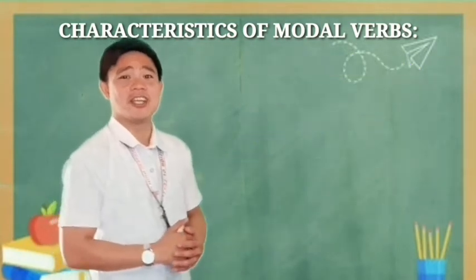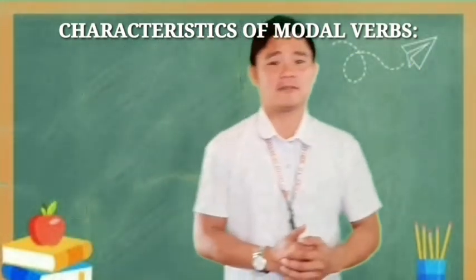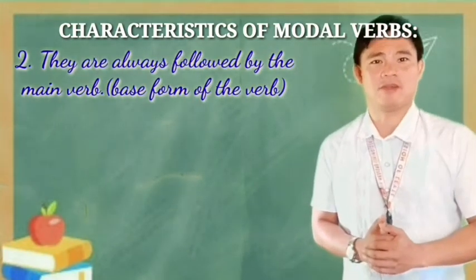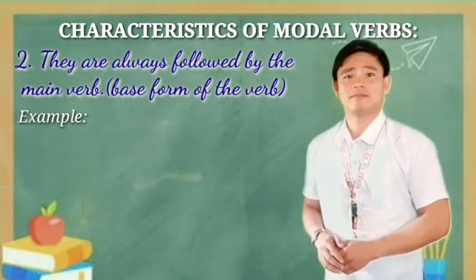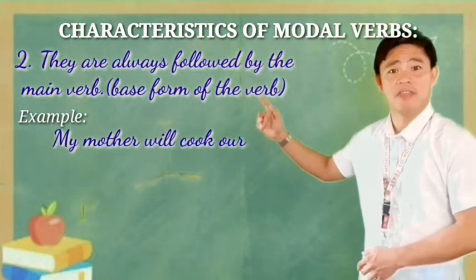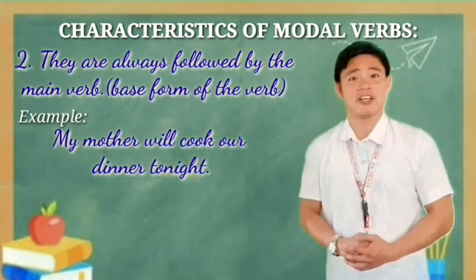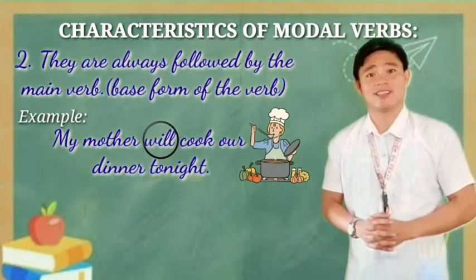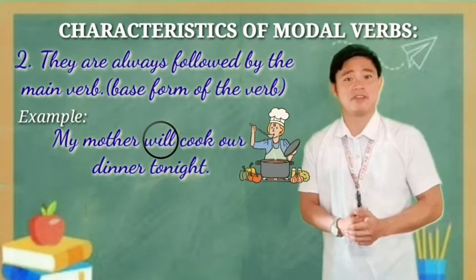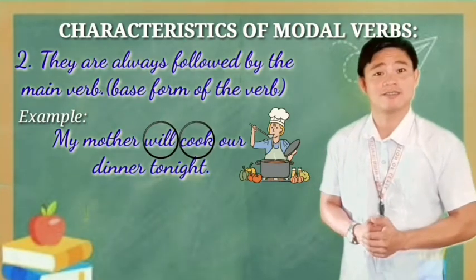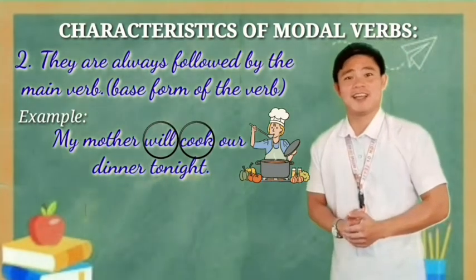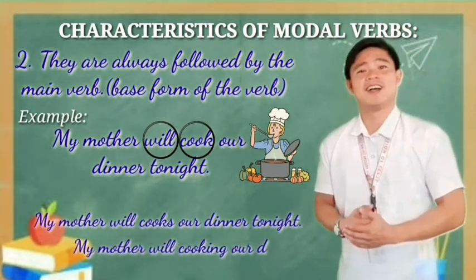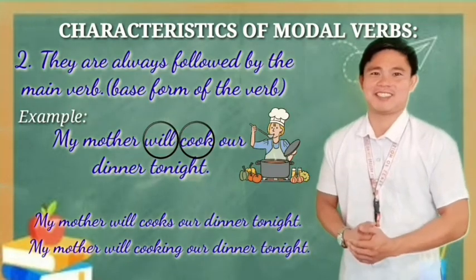The second characteristic of modals is they are always followed by the main verb. For example, my mother will cook our dinner tonight. The modal will is followed by the main verb cook. You cannot also say, my mother will to cook our dinner tonight, or my mother will cooking our dinner tonight.